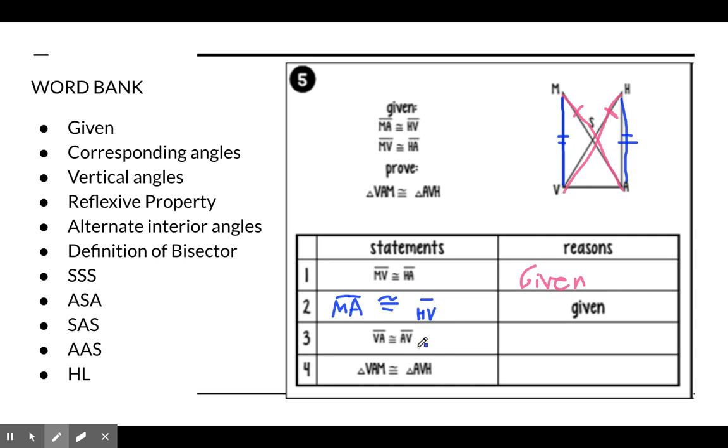Okay, and now it says that VA is congruent to AV. So again, if we use a third color, VA is congruent to AV. Ladies and gentlemen, those are literally the exact same lines. All they did was rearrange the order, VA and AV. And we know that the same line, if it's used in two different triangles, they are congruent based off of the reflexive property.